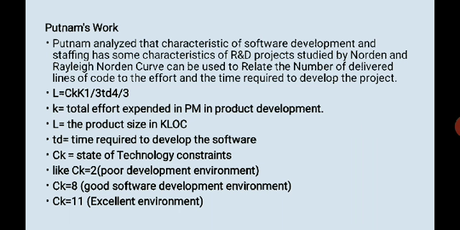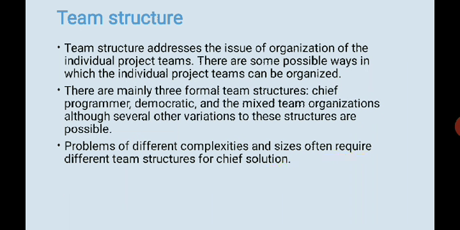This we discussed also, how we calculate it, in our previous video. And TD is the time required to develop the software, so this is the highest time that you'll be needing. Then CK is the state of technology constraint. It is 2 for poor development environment, 8 for good, and 11 for excellent. So you have different values for it. You put in the value and then you see how much effort you get, right?